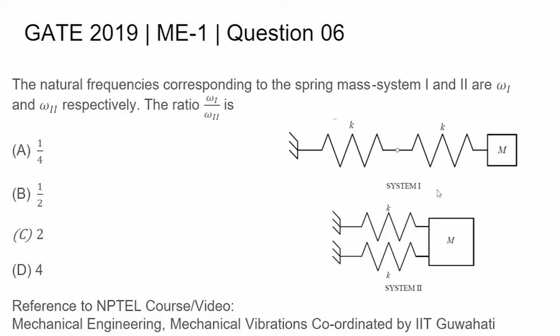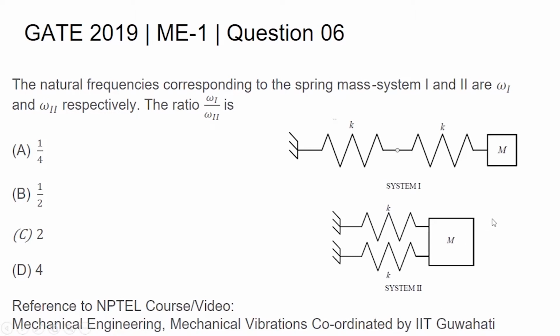So this is system 1, system 2. They have the same spring constant K and K, and the same masses, capital M and capital N. We have to find the ratio of natural frequency of system 1 and system 2. The options are 1 by 4, 1 by 2, 2, 4. You can also refer to the NPTEL course Mechanical Engineering, Mechanical Vibrations coordinated by IIT Guwahati.